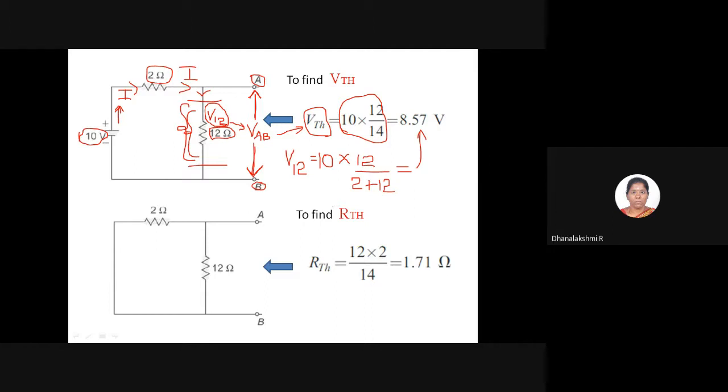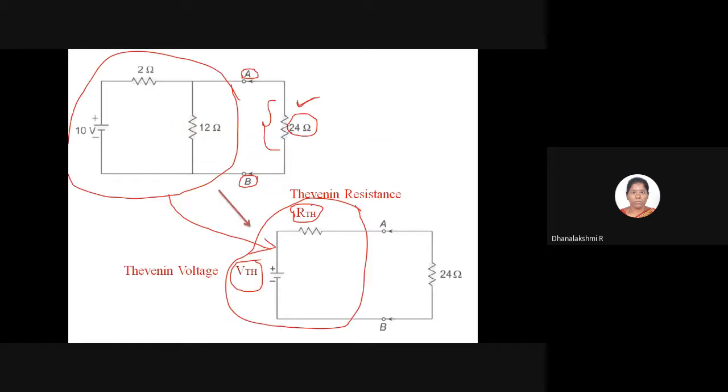The second step will be to find the Thevenin resistance. In order to find the Thevenin resistance, let me go back to the original circuit. This is the circuit given to us. Again go back to the original circuit and remove the load resistor. Here the load resistor is the 24 ohm. So we are going to remove that 24 ohm, and after removing it, just keep the terminal AB open and look at the remaining portion of the circuit.